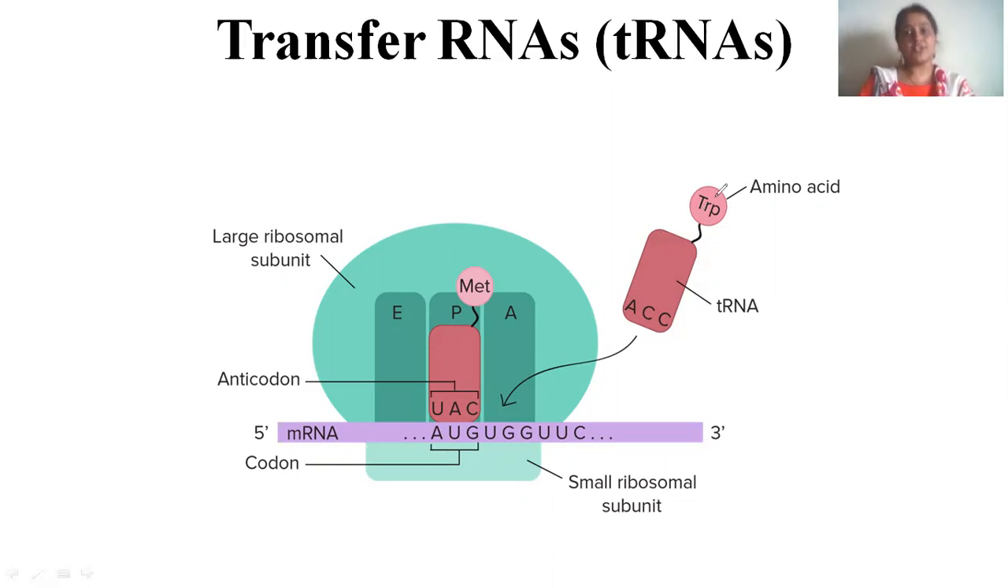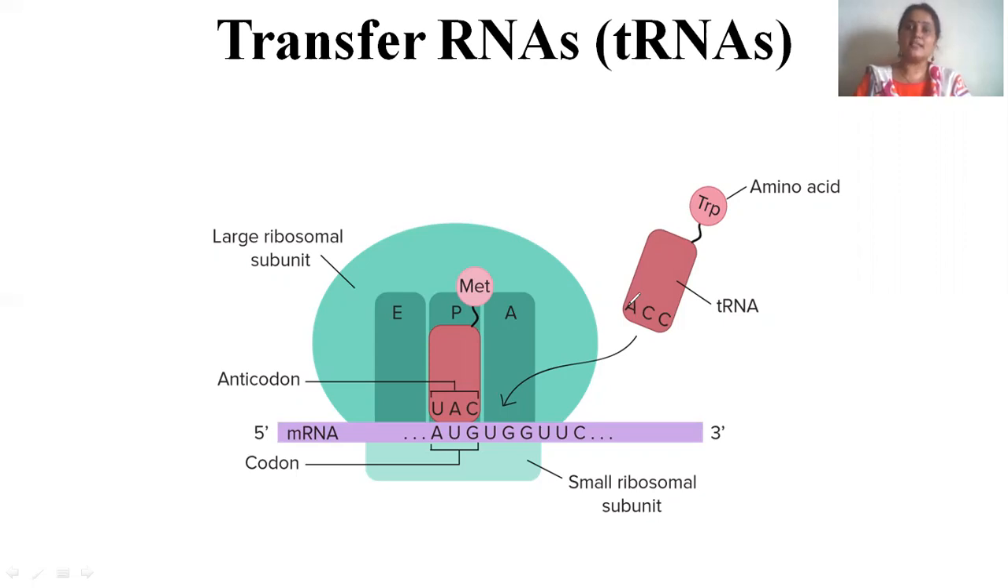The second feature of this tRNA is on the 3' end of tRNA, it always has a sequence of CCA. And on this A, the active amino acid is always going to be attached. Now, the third feature of tRNA is that it possesses anticodons complementary to mRNA on an anticodon arm. So this is the structure of tRNA and the basic features of a tRNA.